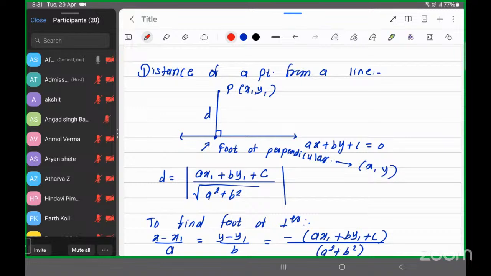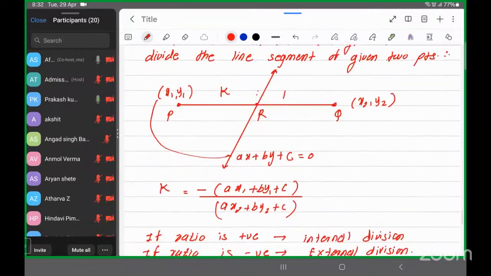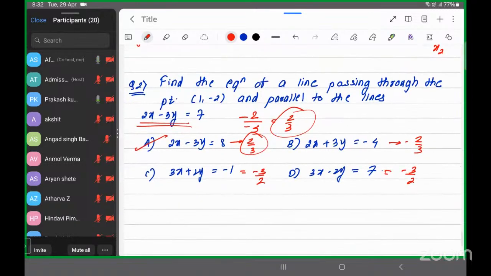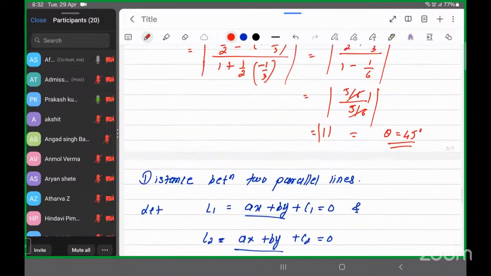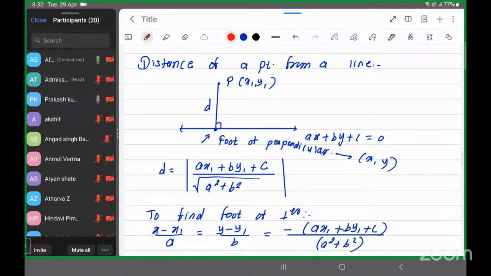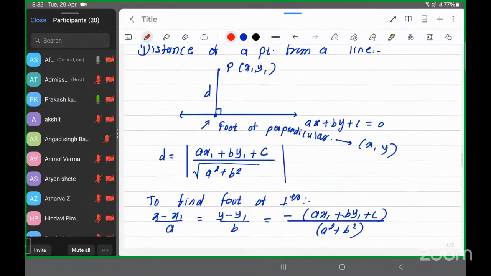Hello, sir. Just a minute. Sorry, sir, what is the last step to find? Sir, slide down. I'm doubting the formula of point from a line. So you are writing this only. Yes, sir. To find the foot of perpendicular, I don't understand it.